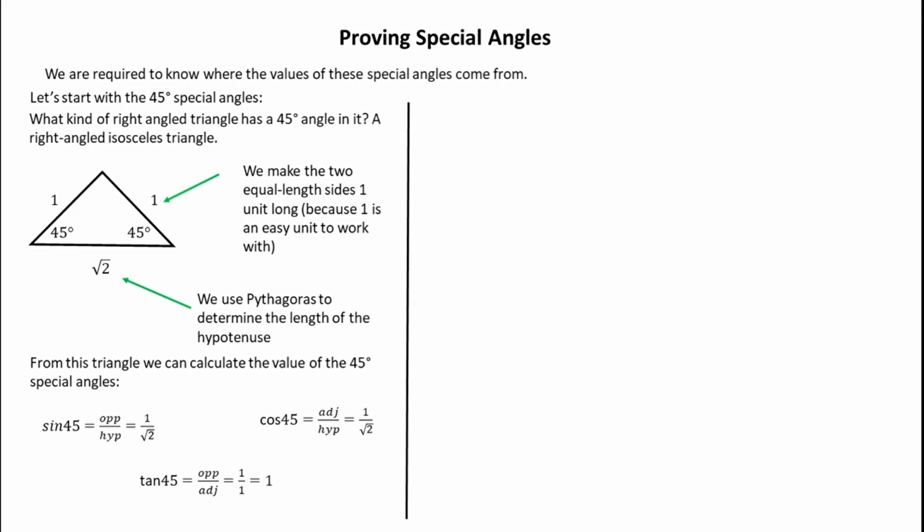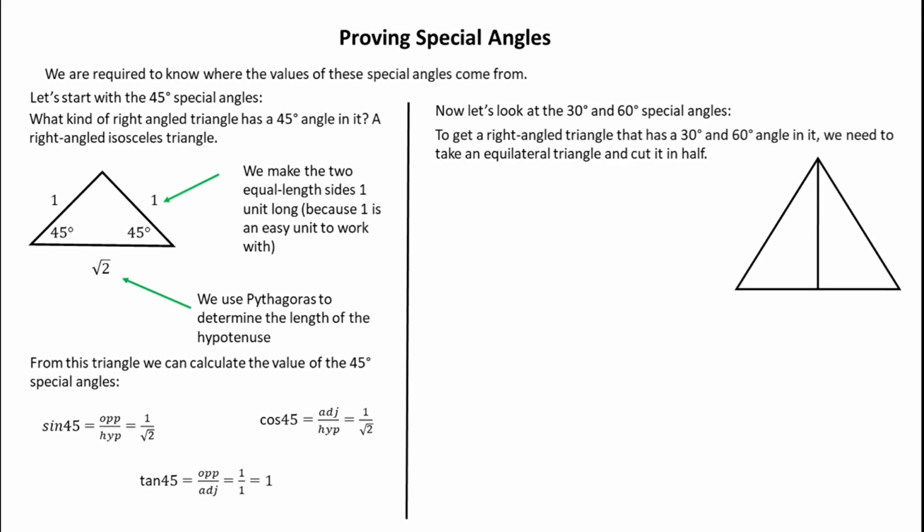Now let's move on to the 30 and the 60 degree special angles. Well, how can we get a right angled triangle that has a 30 degree and a 60 degree angle in it? This is how. We take an equilateral triangle and cut it in half.